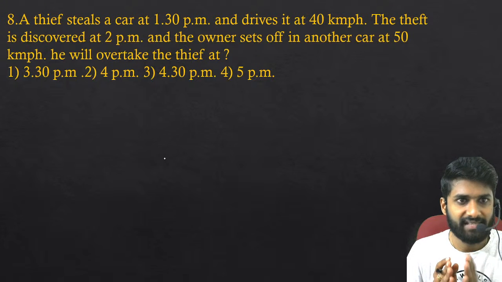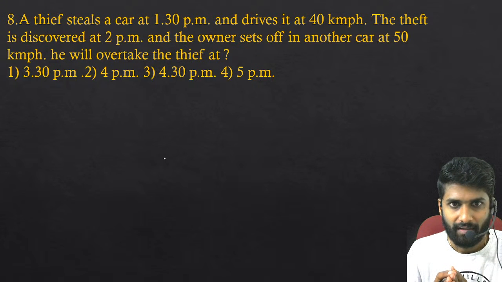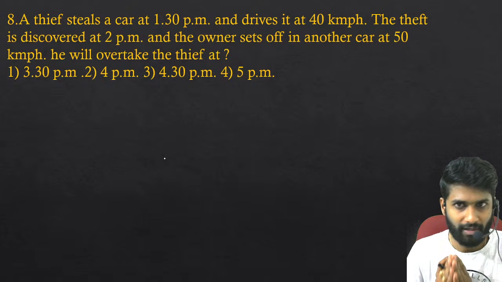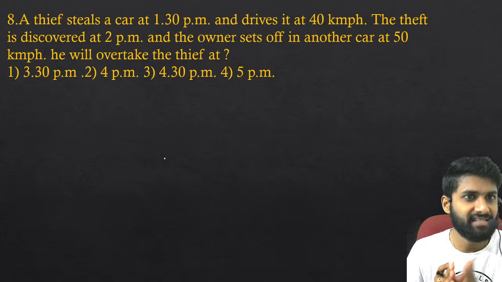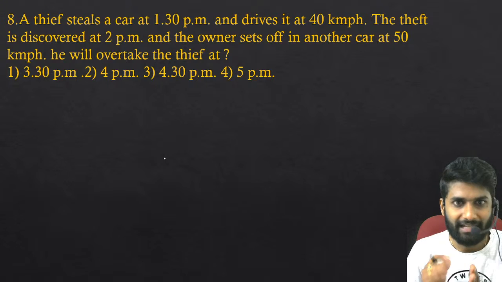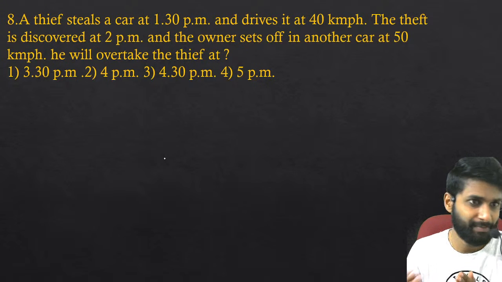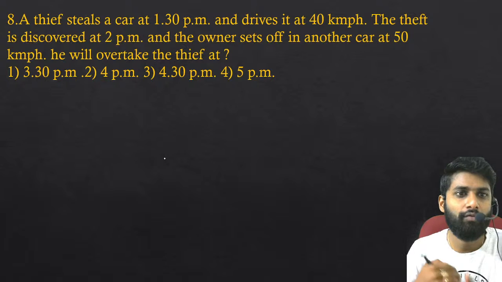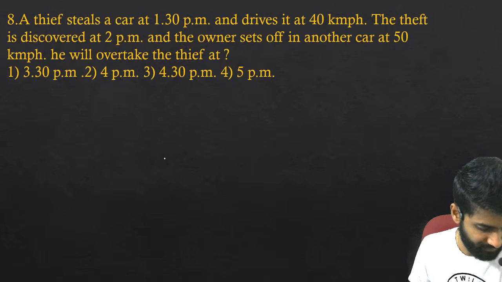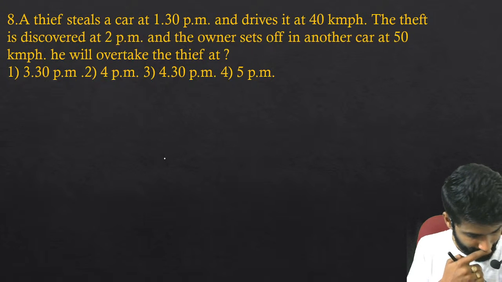A thief steals a car at 1:30 p.m. and drives at a speed of 40 km per hour. The theft is discovered at 2 p.m. and the owner sets off in another car at a speed of 50 km per hour. He will overtake the thief at what time?